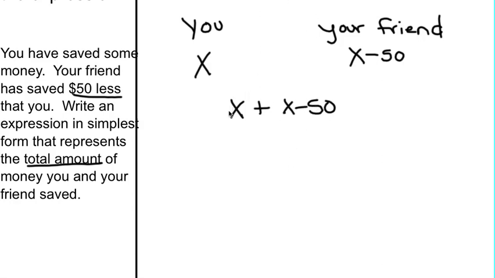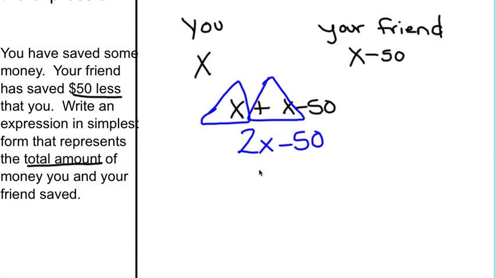Well, now slow down and look at this. Like term, like term. What's X plus X? 2X. And then minus the 50. That would be in simplified form.